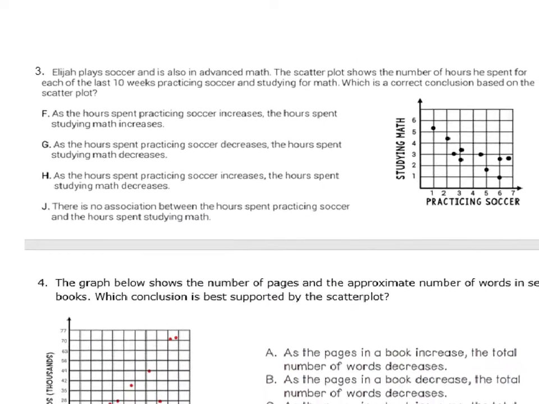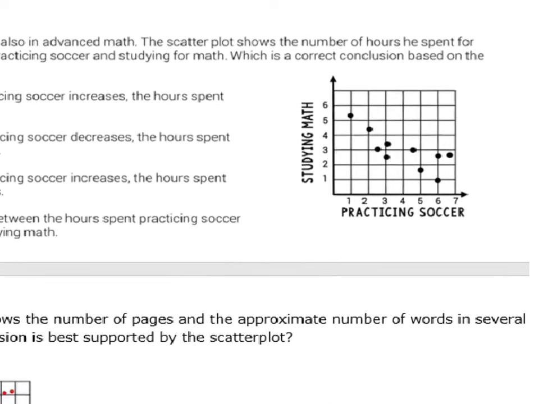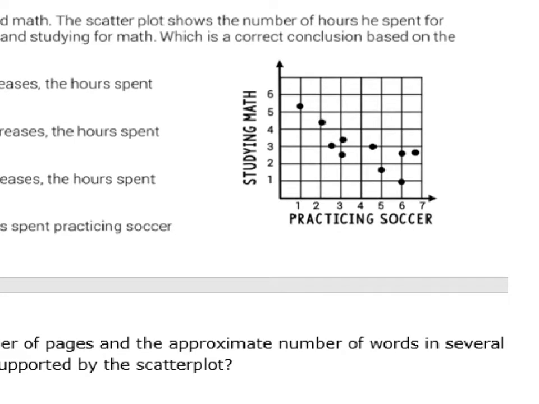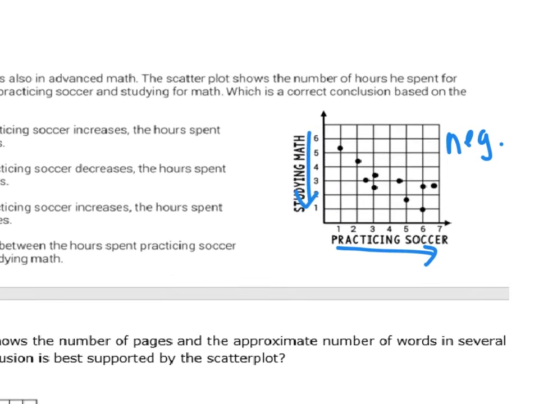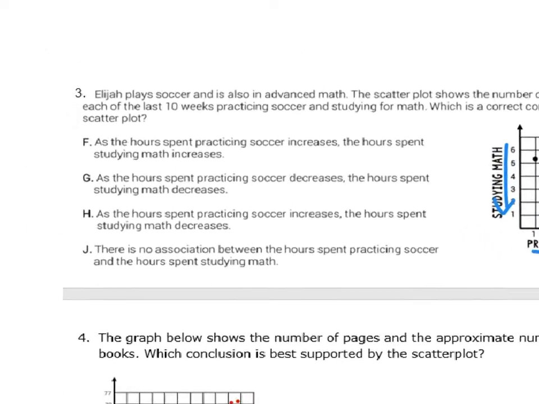Problem number 3, Elijah plays soccer and is also in advanced math. The scatter plot shows the number of hours he spent for each of the last 10 weeks practicing soccer and studying for math. Which is the correct conclusion based on the scatter plot? So let's go ahead and look at the graph. So one thing that I noticed right away is that it is negative. As the hours practicing soccer increase, the hours studying math decreases. Okay. So as soccer increases, studying math decreases.